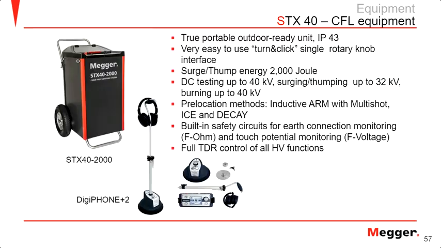And in terms of CFL, that's cable fault location equipment, we have a unit that goes up to 40 kV in terms of fault location. It's basically a cable fault location unit. It has a thump energy of 2000 joules, and it has a couple of different pre-location methods: your arc reflection with multi-shot, your ICE and decay methods, and whatnot.